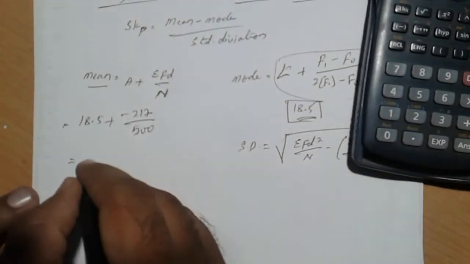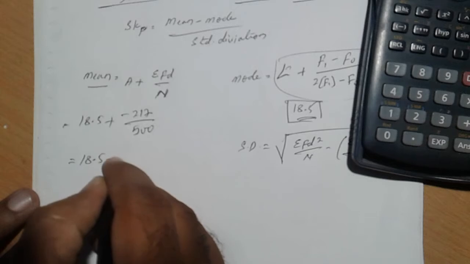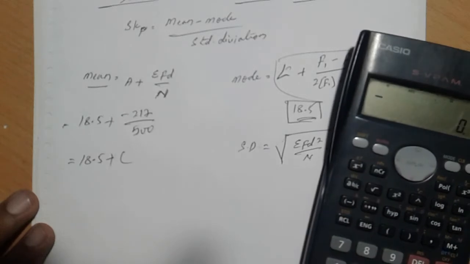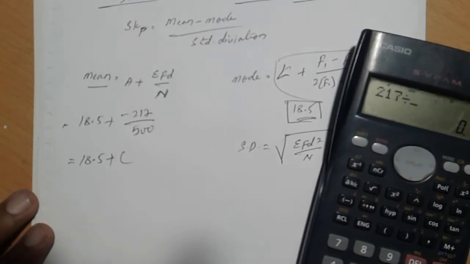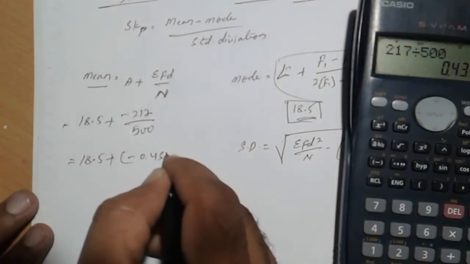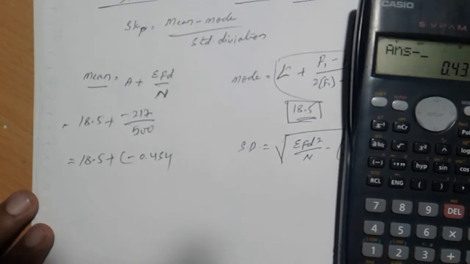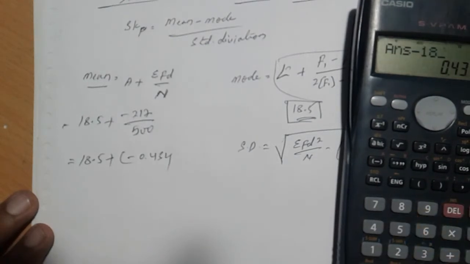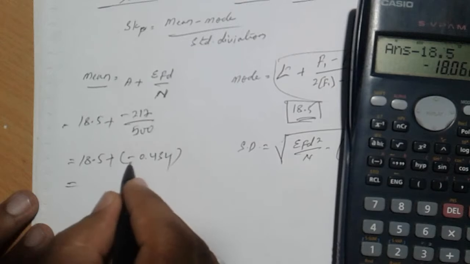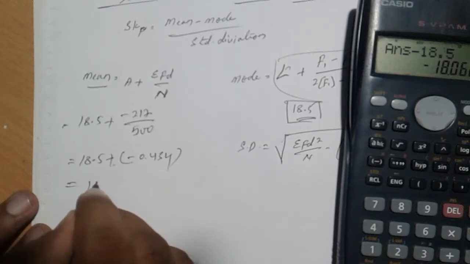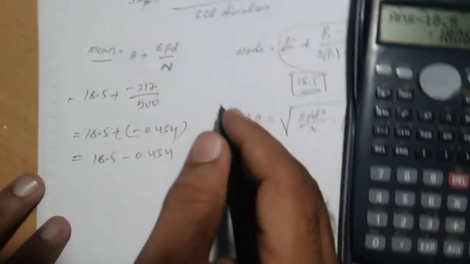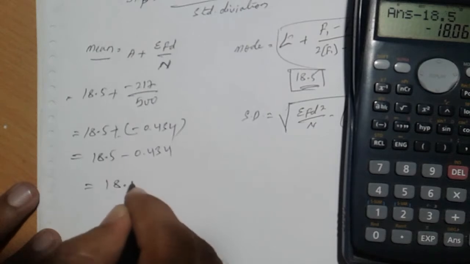So let's calculate 18.5 plus, and after dividing, this one is in minus value. So 217 divided by 500, we are getting minus 0.434, and it should be deducted from 18.5, because plus into minus is minus. So 18.5 minus 0.434, we are getting 18.066.